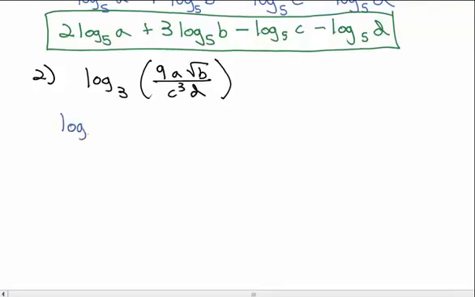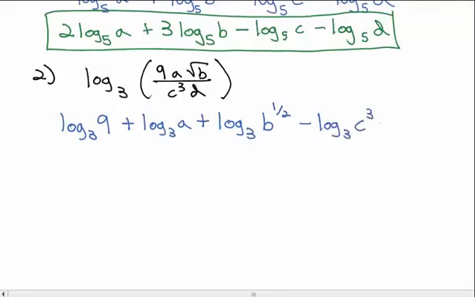So going across the top, we have a log base 3 of 9 plus, still in the numerator, a log base 3 of a, plus a log base 3 of the square root of b. And I'm going to change that to an exponent, b to the 1/2, because as you might have guessed, we're going to play with exponents in a minute. The c cubed d is in the denominator, so we're going to subtract log base 3 of c cubed, and subtract, because it's still in the denominator, log base 3 of d.